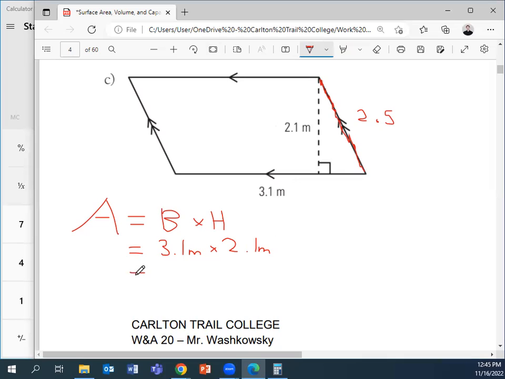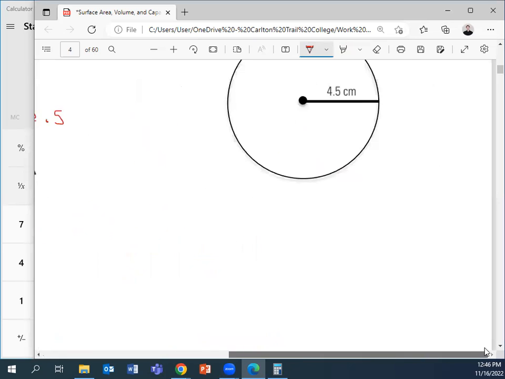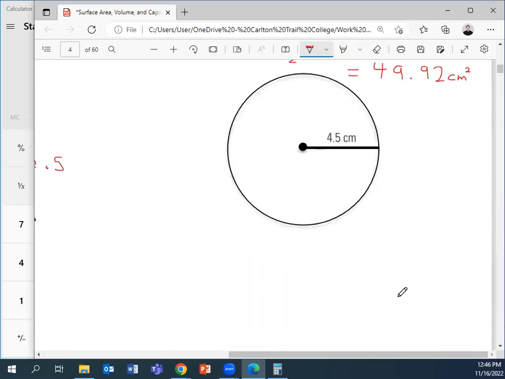So if I multiply these out, what am I going to get? I got 6.51 centimeters squared. Oh, now it's not centimeters squared, it's meters squared. Almost. You wouldn't get marks docked for that, by the way. I get what you were saying. So 6.51 meters squared. So the area of this thing is 6.51 meters squared. And then for letter D.